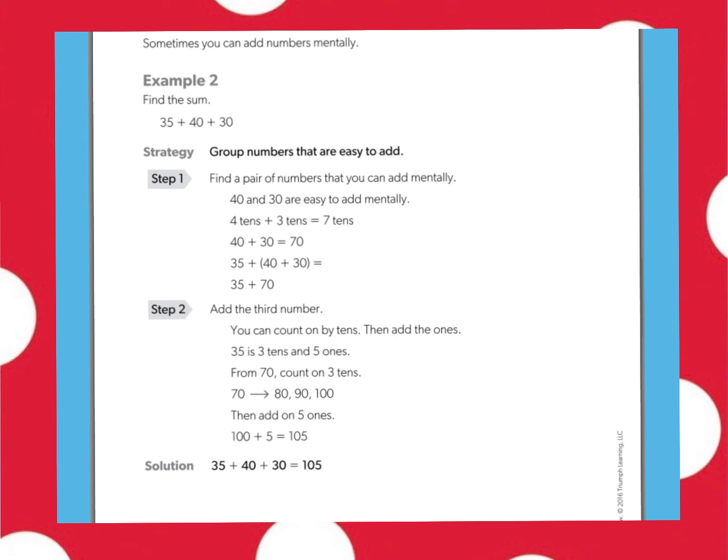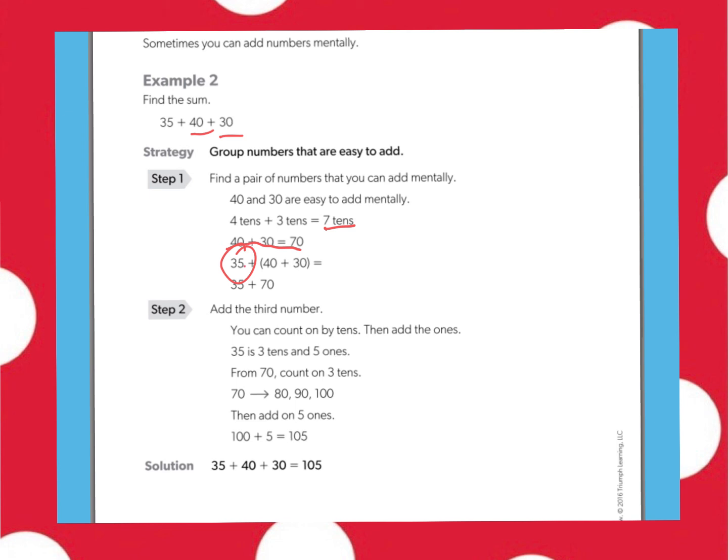Sometimes you can also add numbers mentally, so you can find the sum for 35 plus 40 plus 30. What you can do for the first strategy is to group numbers that are easy to add. For example, I know that 40 plus 30 is pretty easy to add mentally. 4 tens plus 3 tens equals 7 tens. So I know 40 plus 30 equals 70. And then don't forget that leftover 35. You would add 35 to 70 and add the third number.